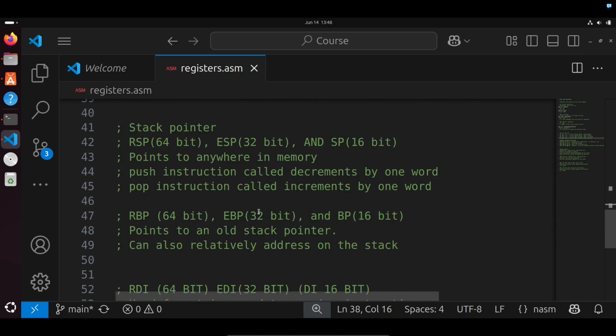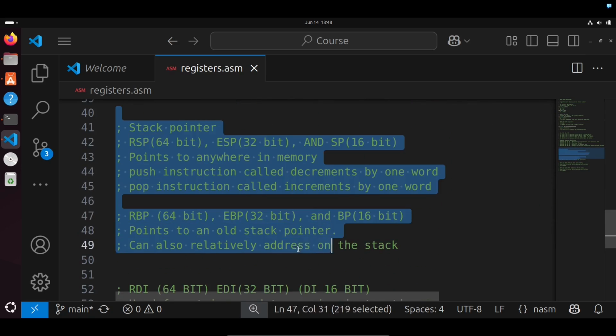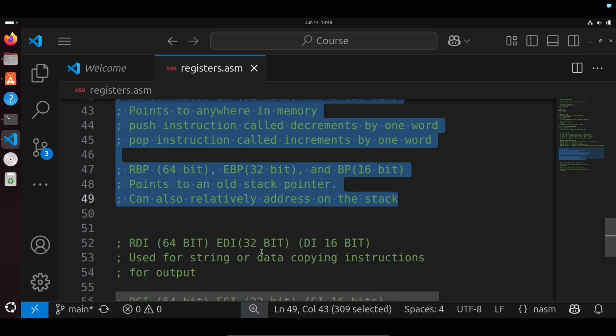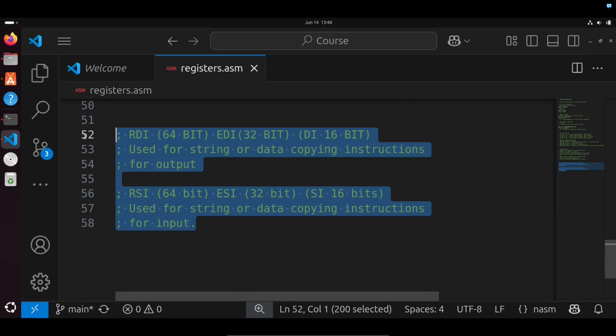Keep watching the course where we will explain more about the stack, and then these stack registers will make more sense to you, as well as these data copying registers. They'll make more sense as the course continues.